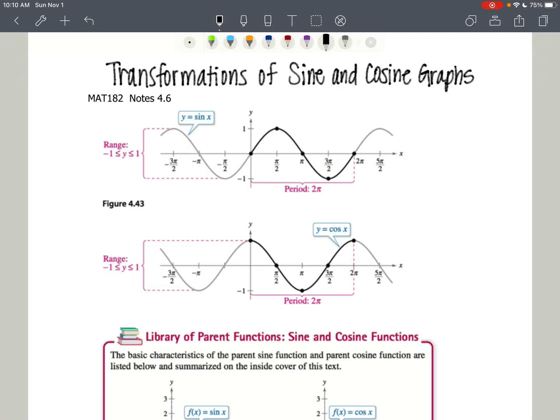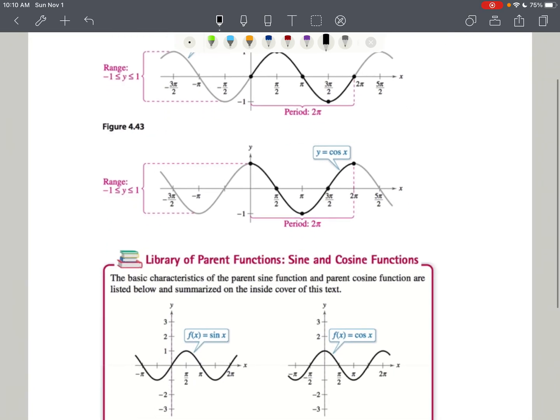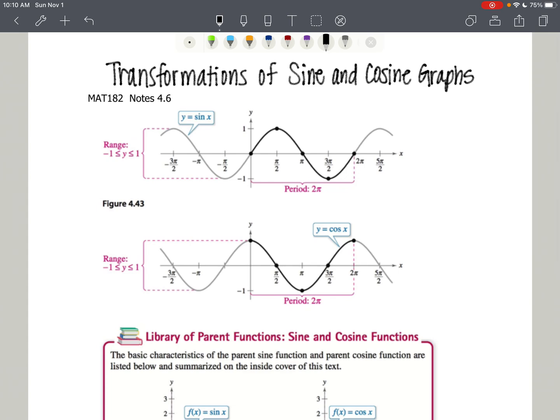Transformations of sine and cosine graphs include our translations that shift our graph left, right, up, and down. They also include vertical and horizontal stretches and shrinks, which impact the period of the function, and also the amplitude of the function. So you're probably wondering what some of these words mean or how they relate. So let's talk about that.